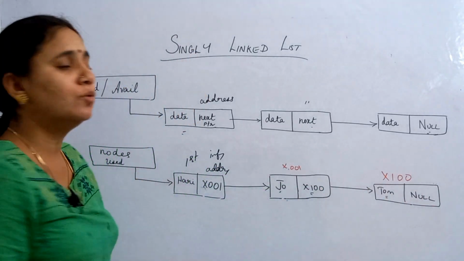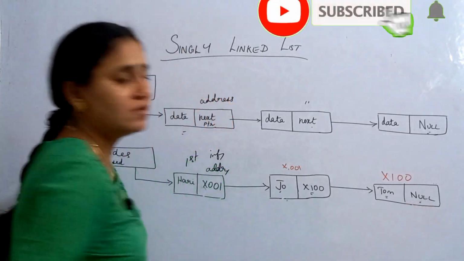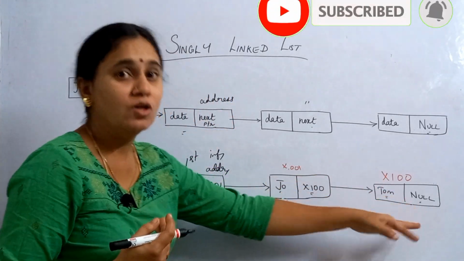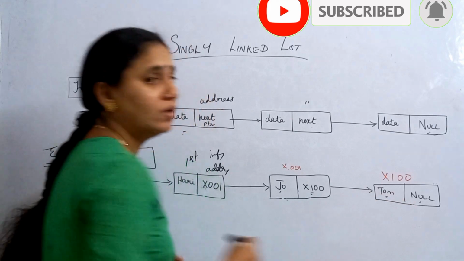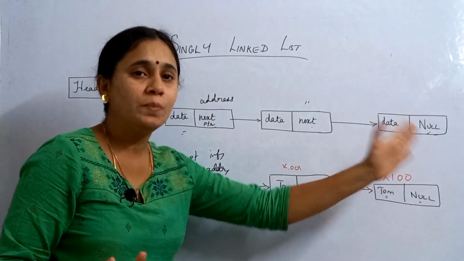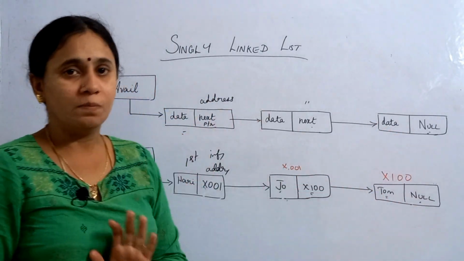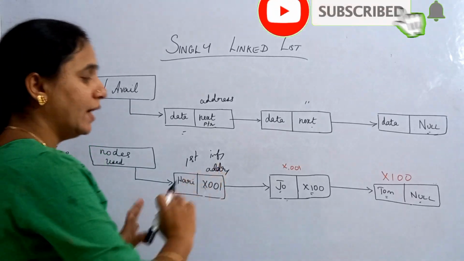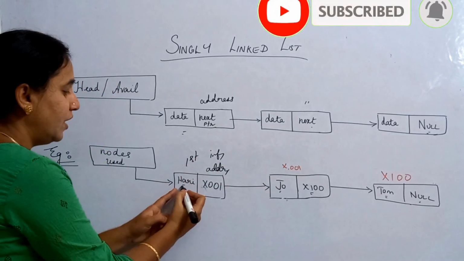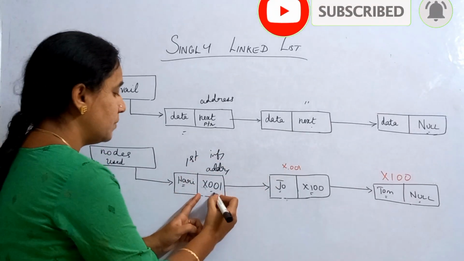So what will he do? He will be seeing this information. So that information is null. So what is the meaning? There is no more person attached along with this Tom. Can you understand? So like this, for each and every data, I am attaching a memory address.